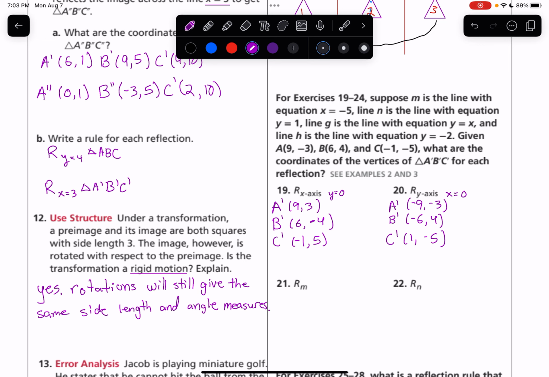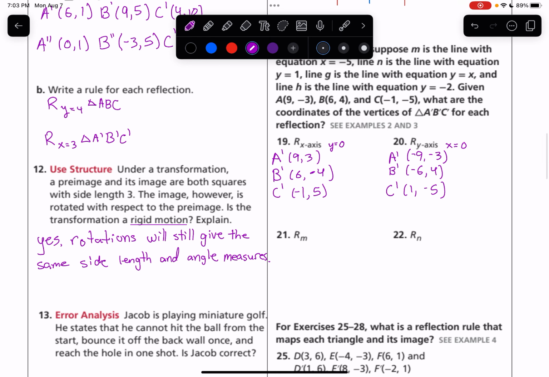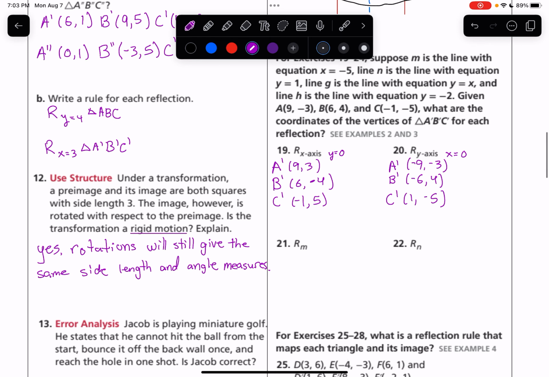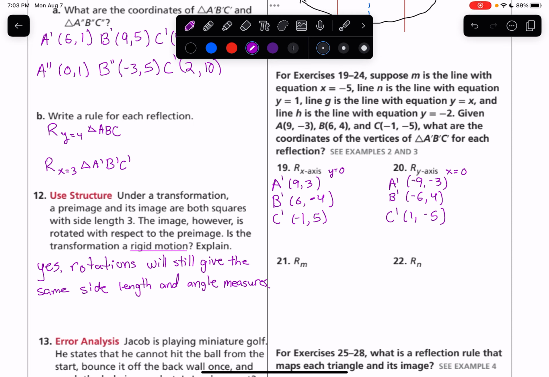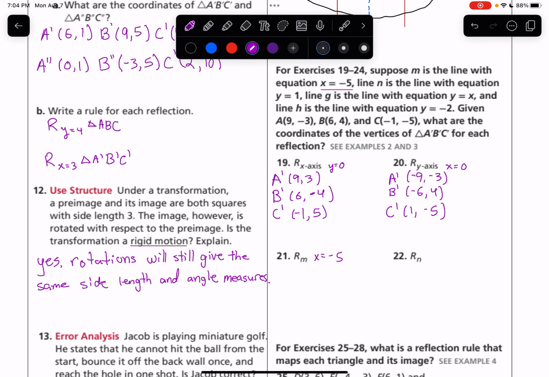All right. 21 and 22, they say a reflection over line M and a reflection over line N. Let's see, reading through here, suppose M is the line with the equation x equals -5. So that's our first one. We're reflecting over x equals -5. So we're going to look at how far away our x-coordinates are from -5, and we're going to flip them so that they are that far away on the other side of -5.